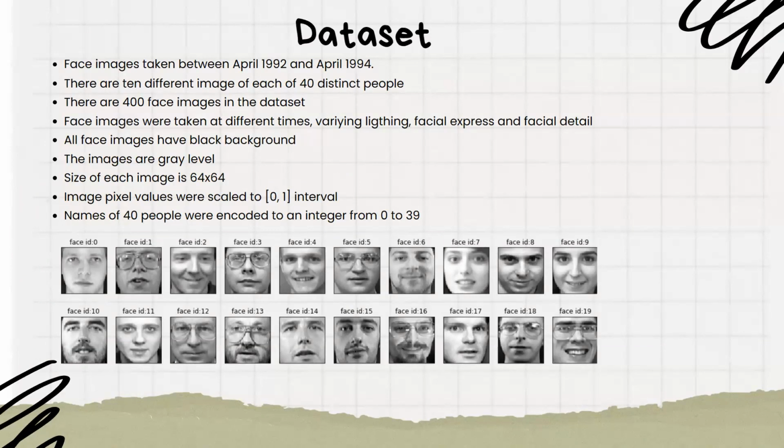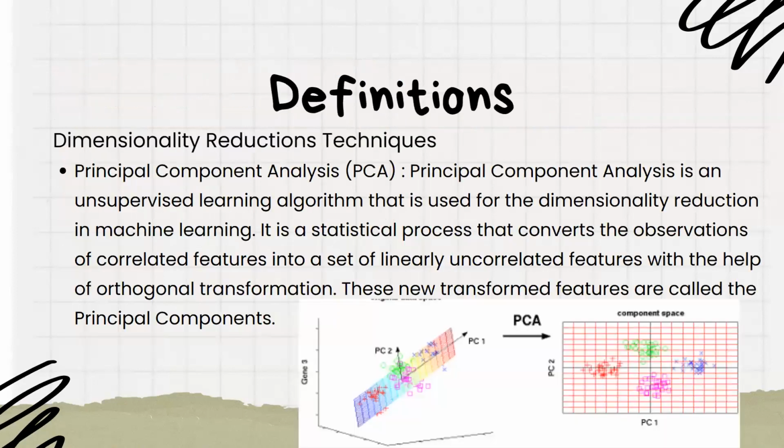Not my personal dataset, but a dataset developed between April 1992 and 1994. This is actually a facial dataset of gray images, with about 400 face images. The size is 64 by 64 pixels in height and breadth, and as I told, these are gray images of 40 different identities. So yeah, let's move forward with some definitions.